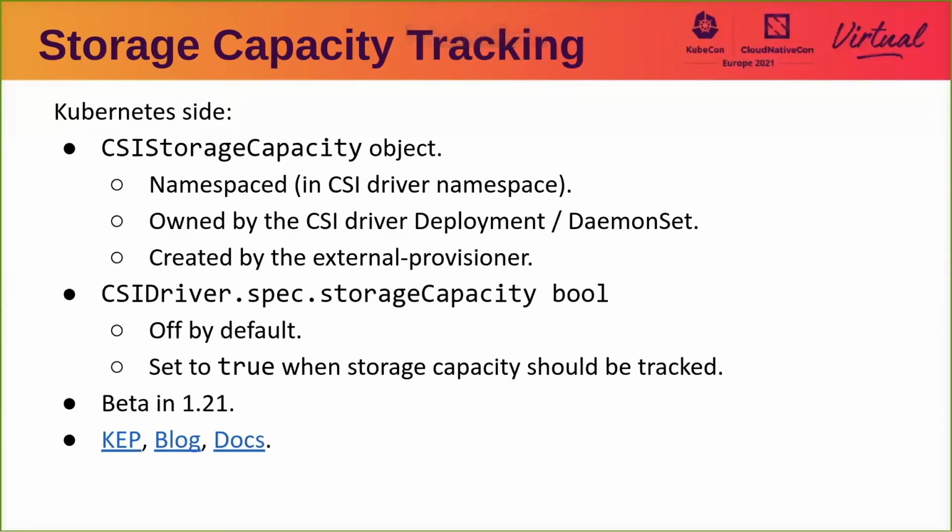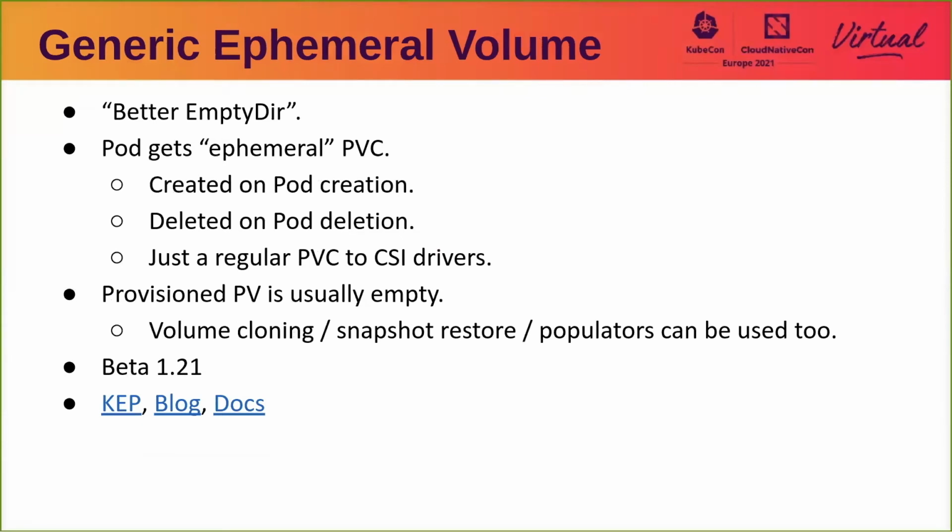Another feature that we have is generic ephemeral volumes. And it is basically a better version of emptydir. If you know emptydir, it provides some scratch space for a pod to store some temporary data. The content of the emptydir volumes is deleted when the pod dies. So it's ephemeral and it's bound to a pod lifetime. Generic ephemeral volumes are exactly the same. They are bound to pod lifetime, but there is a real PVC and PV behind them.